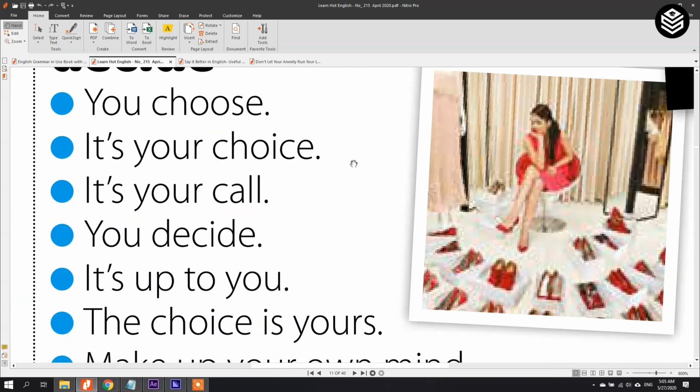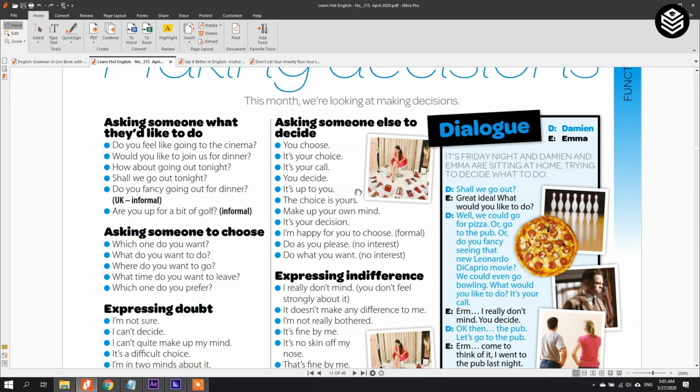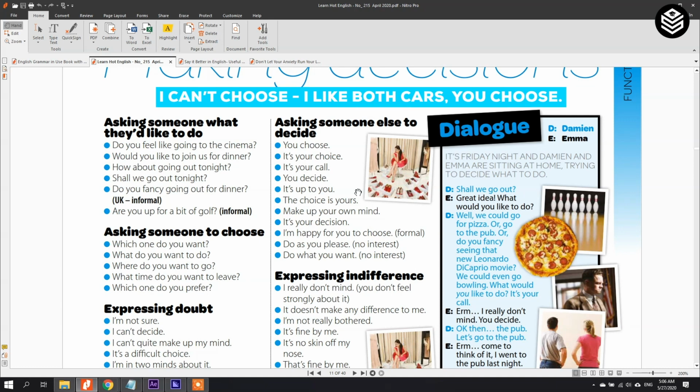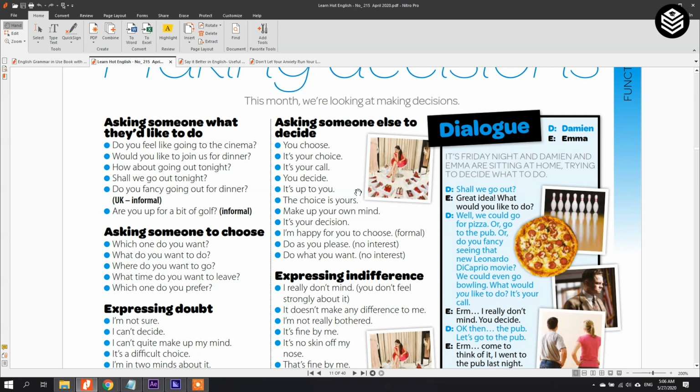Let's see another one. The fourth one, asking someone else to decide. For example, your father is asking, what do you want to do in the future? So your friend, or your father, mother, brother, is asking what do you want to do in this regard. So you want to leave it to their decision. You can tell easily, you decide, you choose.